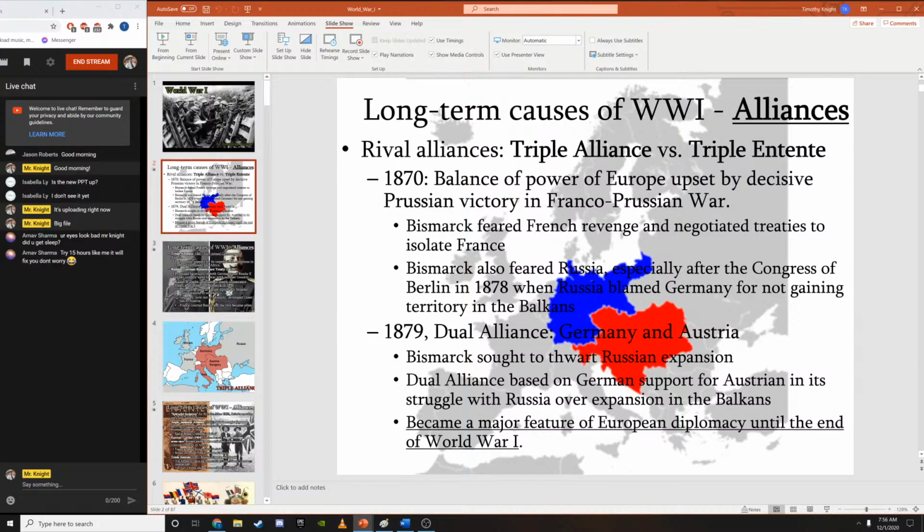Not only that, they actually capture the leader of France at the time, whose name was Louis Napoleon III, okay? Louis Napoleon III, and they capture him. He's taken out of power. France is humiliated by this defeat, and Prussia is feeling quite good about themselves.